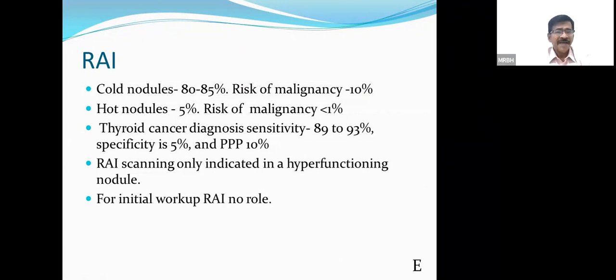For thyroid cancer diagnosis, sensitivity is 89 to 93%, specificity is around 5%. Radioactive iodine scanning is indicated in a situation when you have a clinical suspicion of a hyperfunctioning thyroid gland. For initial workup, there is no role for radioactive iodine. Next.